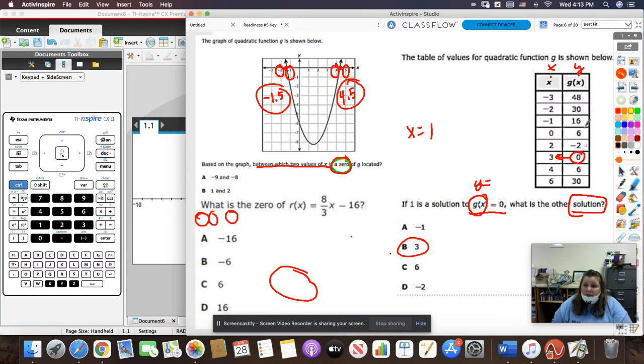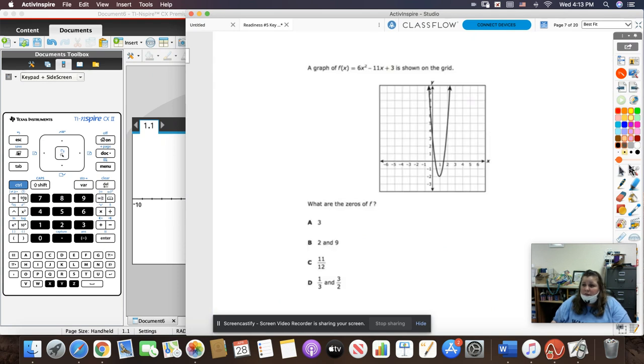Okay, so if it's asking from a table, the information you need is right there. They said g of x equals 0, and then you have to look at your input. All right, here's one for you to try.